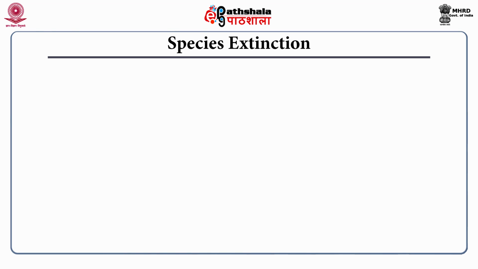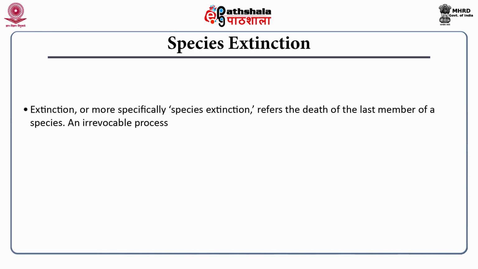So, what is species extinction? Extinction, or species extinction, refers to the death of the last member of a species, and as you know, this is a worldwide phenomenon. The death of the last member should be the end of the whole species. So, it is something like a death. As in an individual's death, it is irrevocable. You can never go back to life again. Similarly, once a species goes extinct, it is impossible to resuscitate that particular species back to life again. So, it is an irrevocable process.